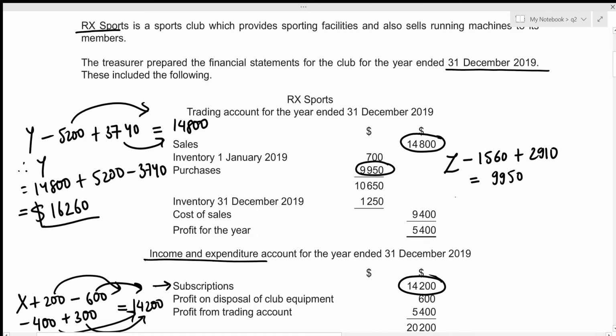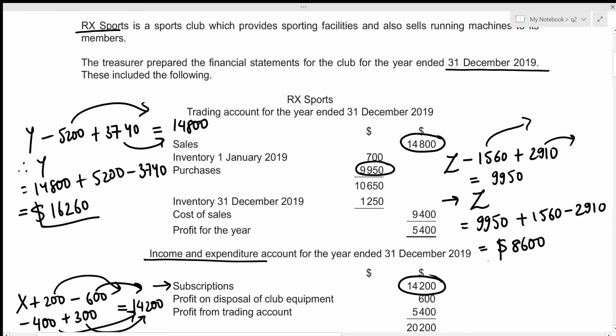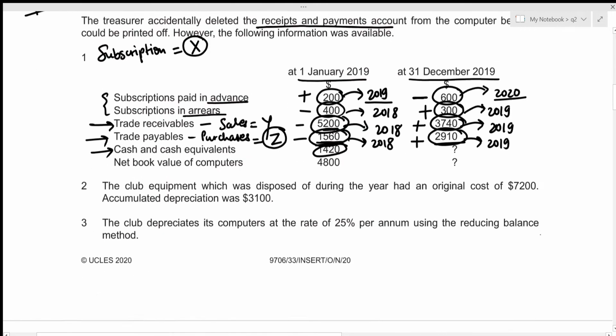So this means that the value of the purchases included in the receipts and payments section is just going to be 9950. This goes to the other side, becomes a positive, so that's plus 1560. This goes to the other side and becomes a negative, so that's minus 2910, which gives the value of the purchases or trade payables to be included in our receipts and payments account to be 9950 plus 1560 minus 2910, which results in the value of 8600. And since we're talking about purchases, this is definitely an expense that we need to pay. So this is a payment which needs to be recorded on the credit side. We can record it under the heading of trade payables.